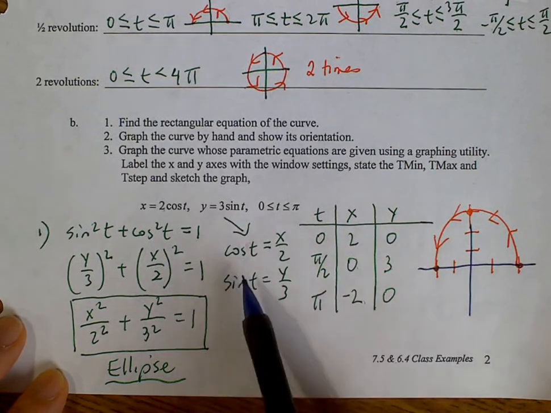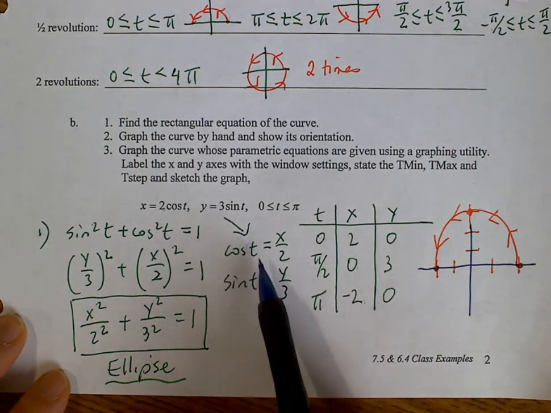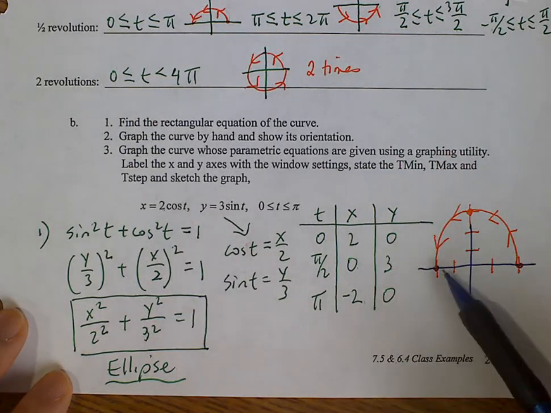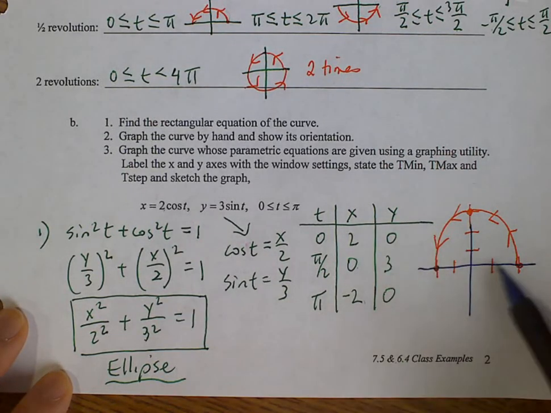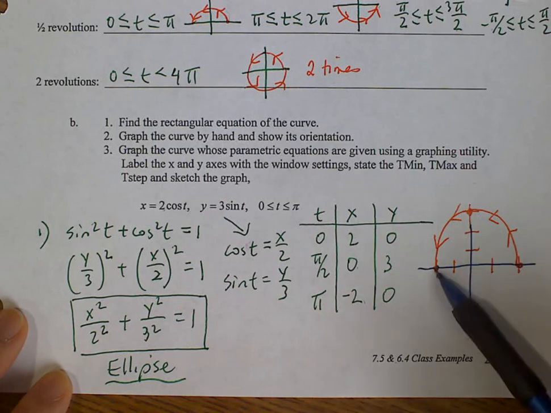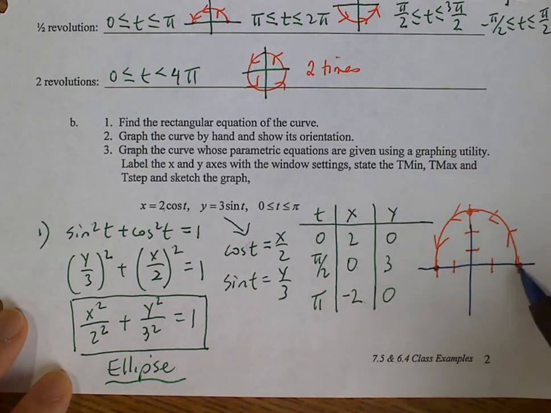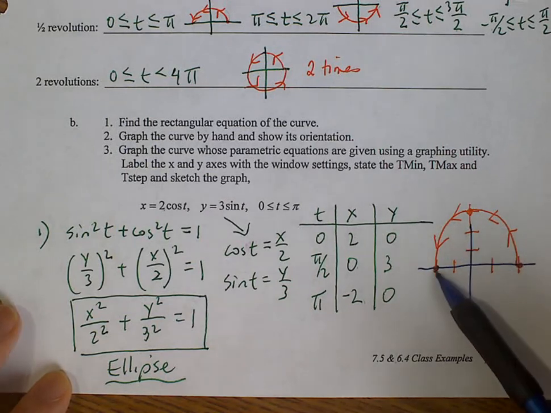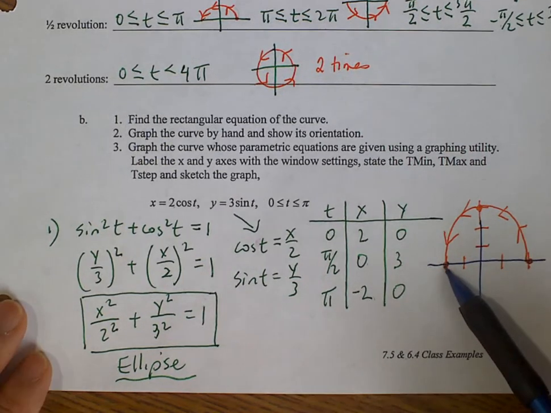Okay, so I know that this is going to have the form of an ellipse. If I draw this out, I have the point (2, 0), so that's right here, and then I have (0, 3) and (-2, 0). So it's starting here, and then I put in the direction of the orientation, going along the top part of the ellipse.